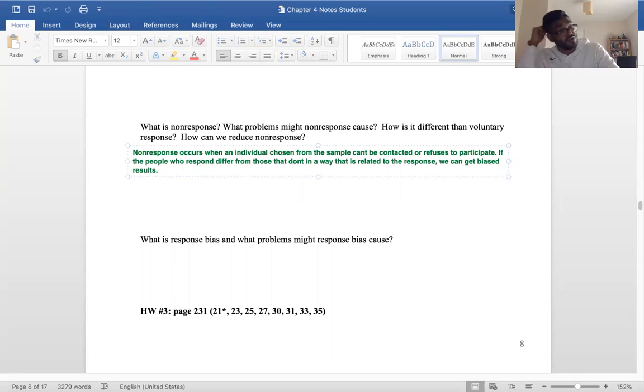So this one becomes really important when you think about voluntary non-response, because people choose to be a part of it. Okay, so that's where you're going to have a lot of these big issues. But even if you do a simple random sample, if someone chooses not to be a part of it, then they choose not to be a part of it. You can still have some non-response there.